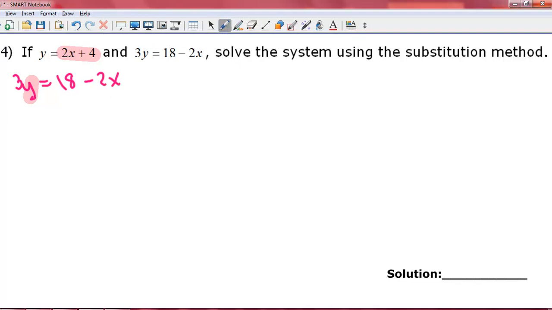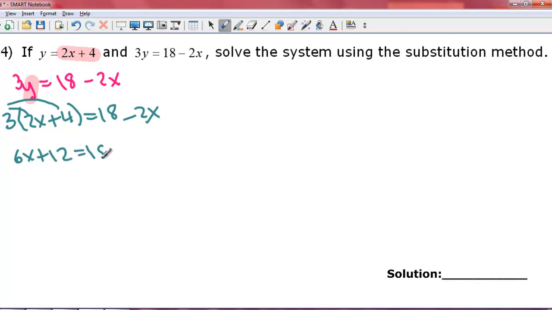Okay. And notice that's a 3y, so we have a 3 in front of it, and what are we substituting in for the y? 2x plus 4, and then close your brackets, equals 18 minus 2x. Okay. So we'll distribute our 3, and on one side we end up with 6x plus 12, and that is equal to 18 minus 2x.